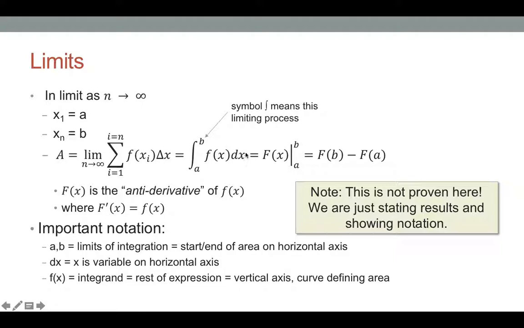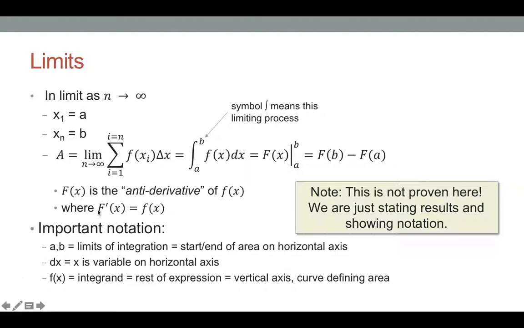Namely, that to evaluate this, we need to find a new function, capital F of x, which is known as the antiderivative of the original function, little f of x. And if you take this new function, this antiderivative, and evaluate it at the upper limit, and subtract the same function evaluated at the lower limit, you get the area under the curve. This is something we will take. You will prove this in calculus. I am not going to attempt to prove it here.